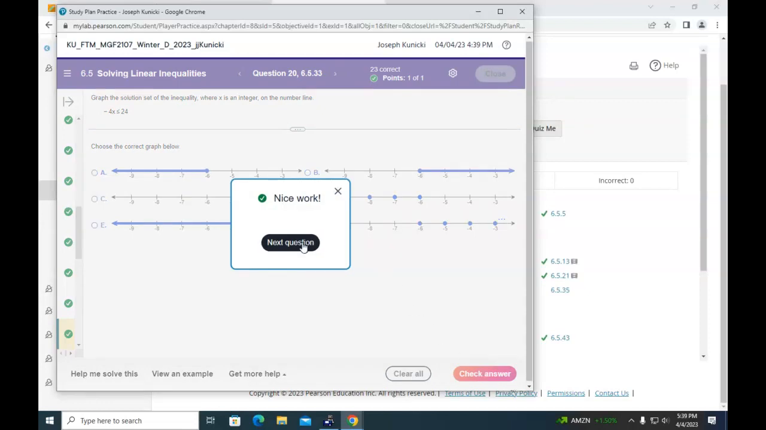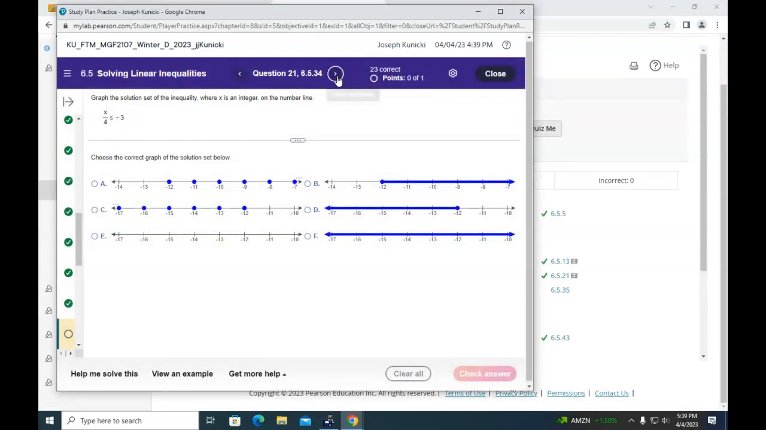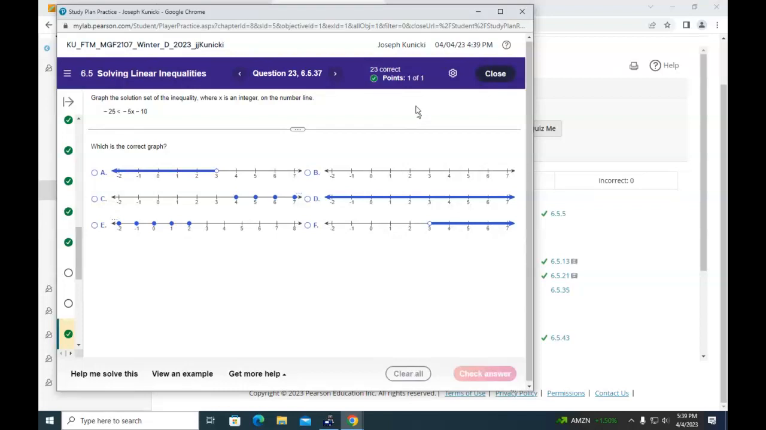So I think there's maybe 1 or 2 more. Let's see, 37. Okay, negative 25 is less than minus 10. All right, so watch how I do this. I'm going to add 5x and add 25. See, I don't want a negative coefficient. I want a positive 5x, and that way I don't have to worry about the arrow.